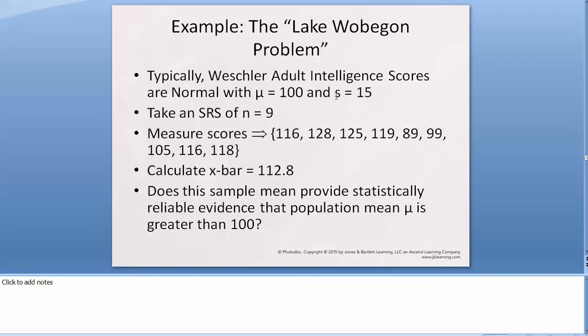Okay, that is for all adults pretty much. Say we take a sample of 9 people. So we want to see, okay, is their actual mean also 100 or more? Are these people more intelligent than the average? So what you do is you calculate x bar. When you take the sample mean, it turns out to be 112.8.